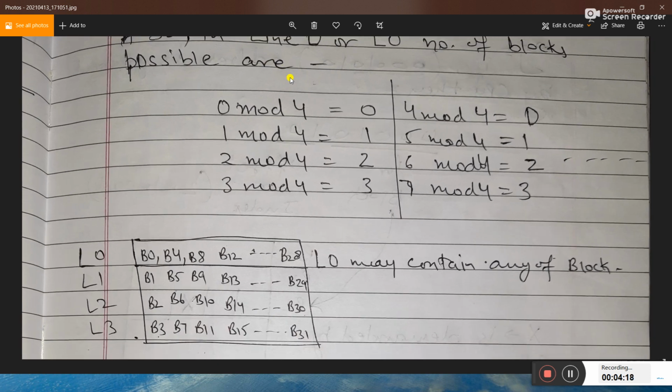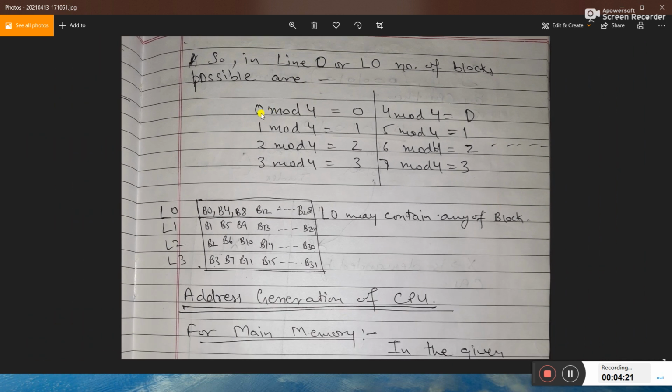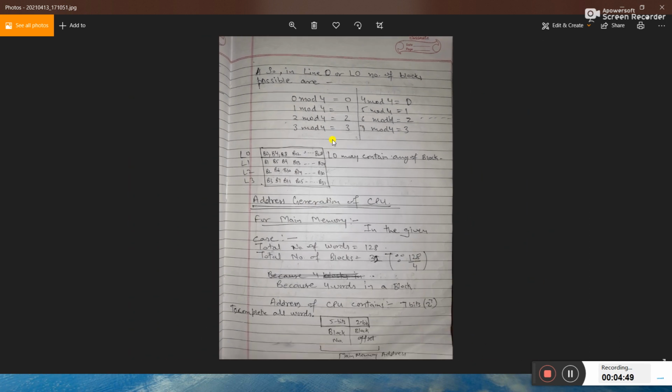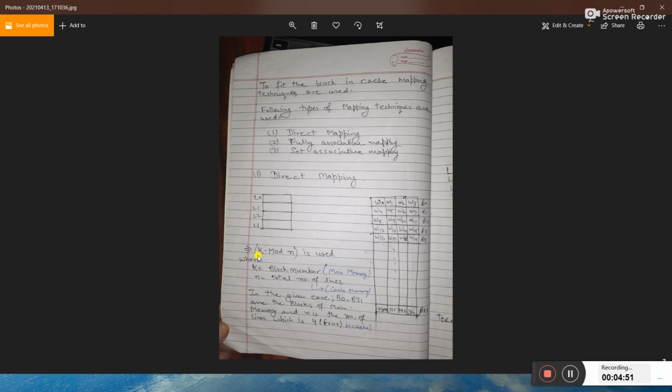as I told you that there is a k mod n. So if the block number is 0 and the number of lines is 4, which data may come over here? In that case, in line number 0. So block number 0 may come in line 0, so that is my line number. I have just told you about the formula: k mod n, where k is my block number and n is the total number of lines.